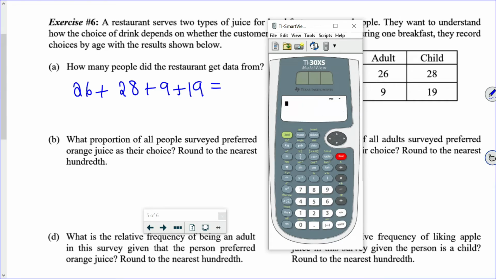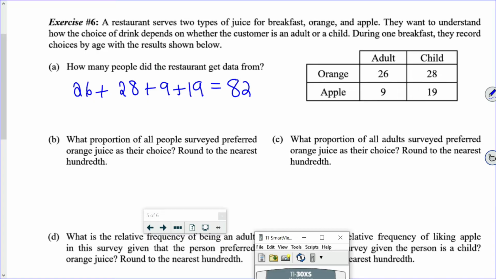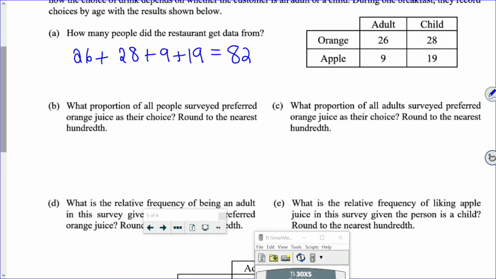Let me clear this out. We've got 26 plus 28 plus 9 plus 19, grand total of 82 people. Okay, great. All right, let's keep working with it. Let's take a look at letter B.